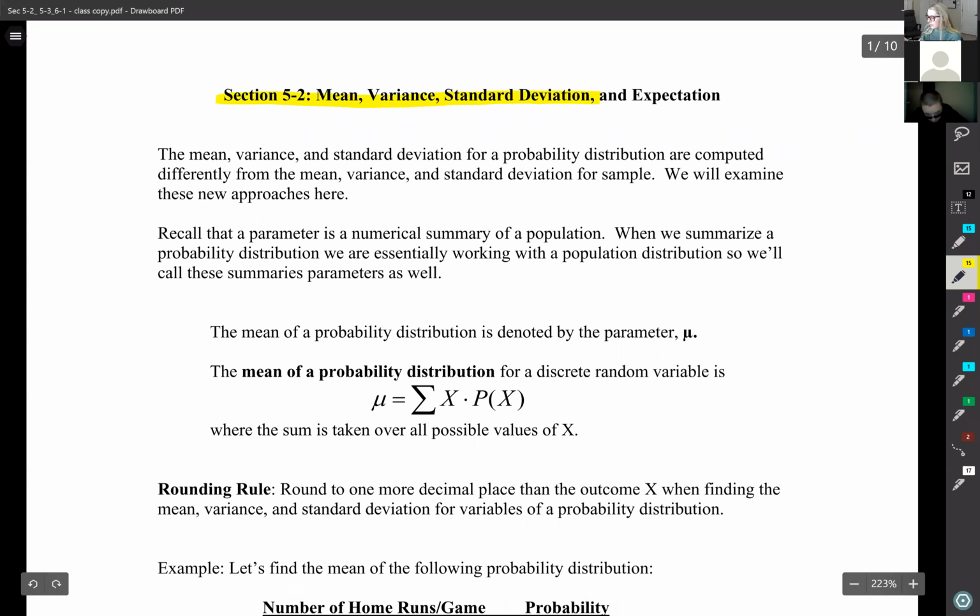The mean, variance, and standard deviation for a probability distribution are computed differently from the mean, variance, and standard deviation for a sample. We talked about computing the mean, variance, standard deviation when you were given a data set.